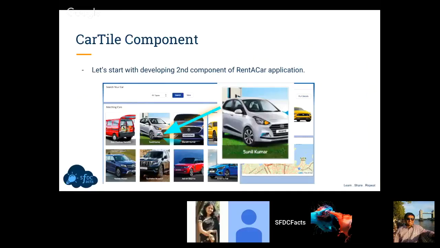Now let's start developing our car tile component. As shown in the component breakdown of the rent a car application, your car tile component will come under car search result components, and this will be the main component to show your car image along with the owner name. So if you see here, we are seeing different car images along with the owner name at the bottom part. This component will include multiple CSS classes along with image rendering and everything. So we'll be developing it now.